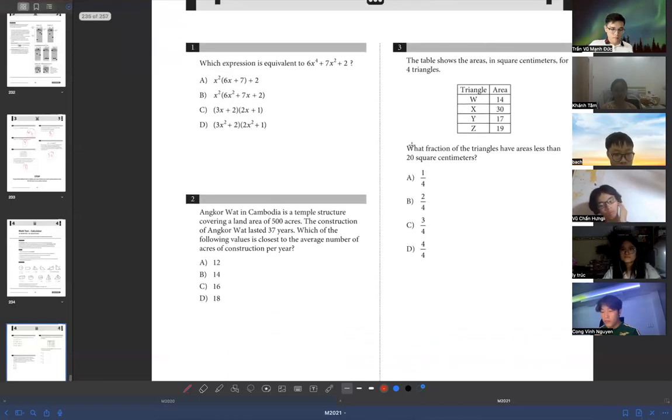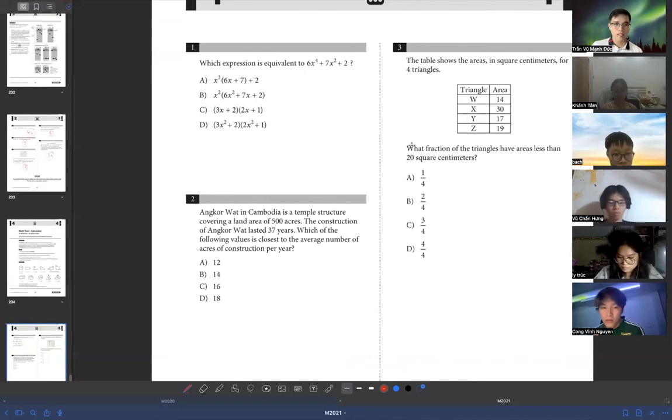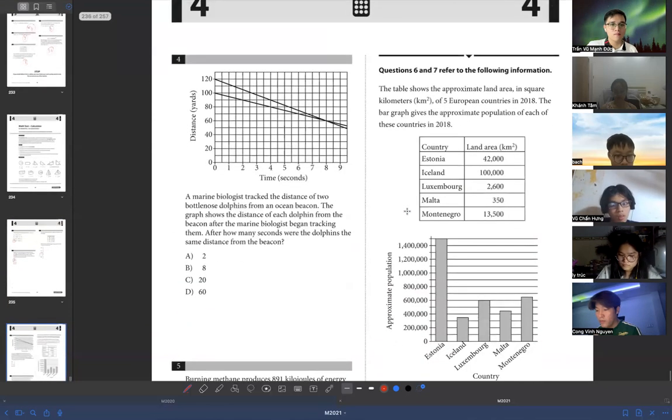1D. 2B. 3C. 4B. Essentially, what are they asking for?